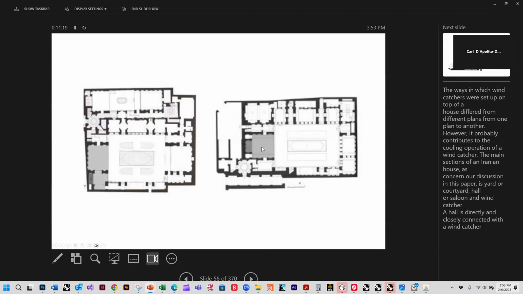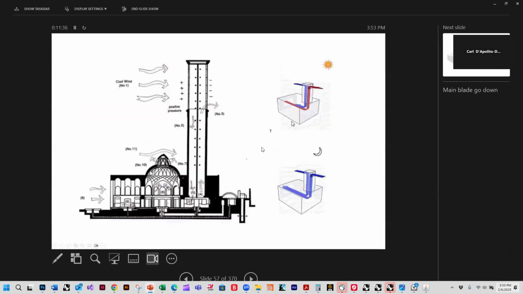Okay, it's right here off to the side. So there's a large central room that is the main living space, and the wind catcher blows air into it and also takes air out of it on its two different sides. So they're like this. The blowing wind creates a positive pressure over here and a negative pressure over there, and that means the wind goes down into the room, and then the negative pressure sucks the air out of it.